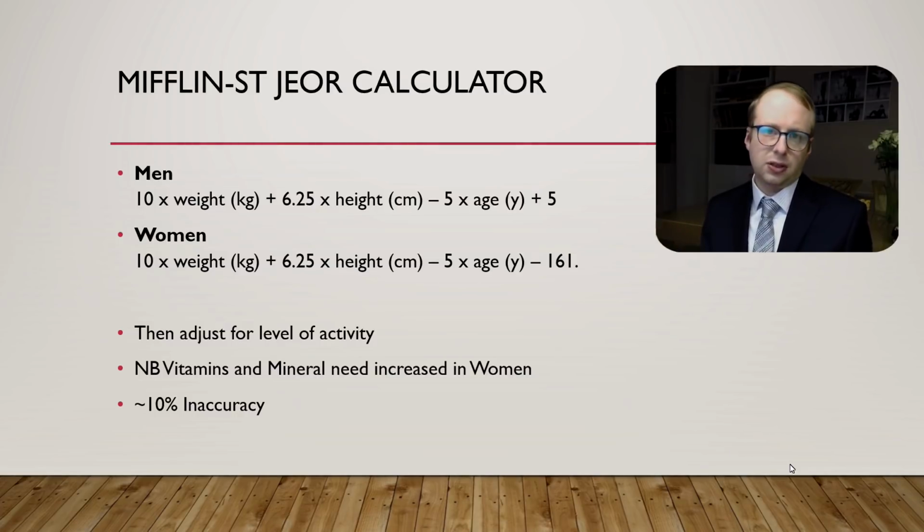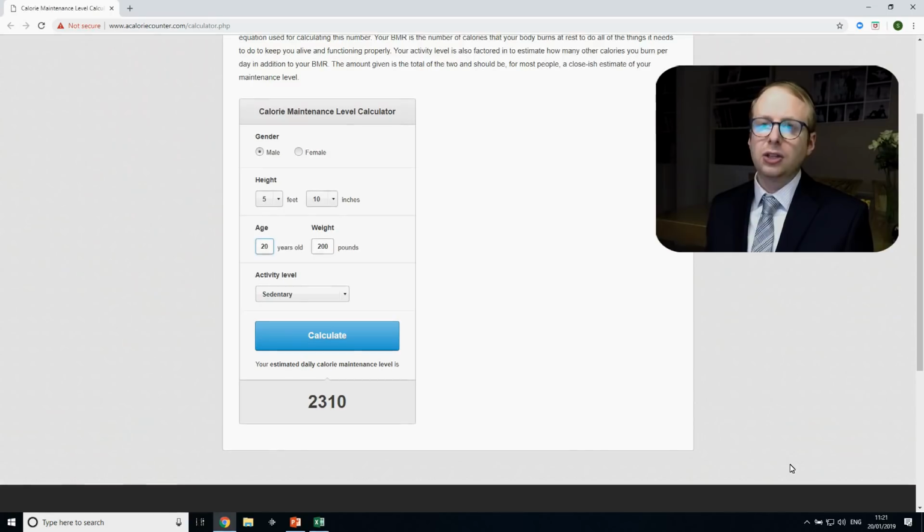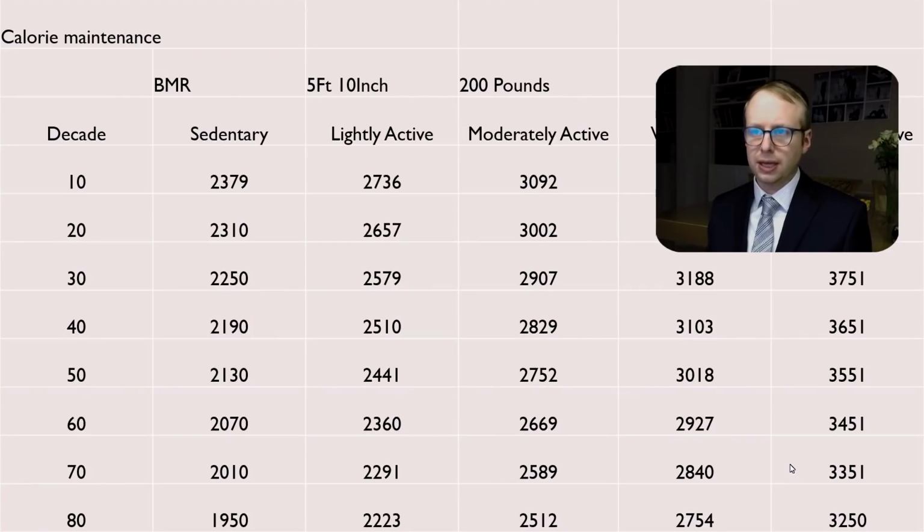Having said all of this, there's about a 10% inaccuracy which the authors do acknowledge. You can go online and there are a variety of websites which will give you a calculator for this. This one's acaloriecounter.com, and you can put in your details over here and work out your caloric maintenance level, as it were. Now, I've done this for you, and I've done this by decade, and I've worked out for someone who's 5'10", which is the average height in the UK, and I've put them at a chubby 200 pounds, that these are the data which will be produced.